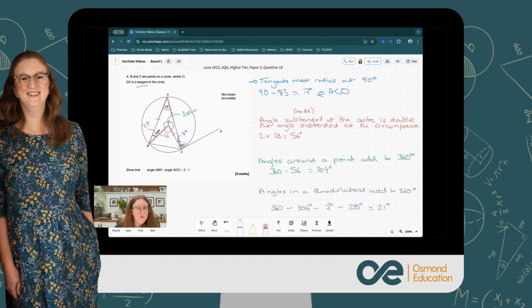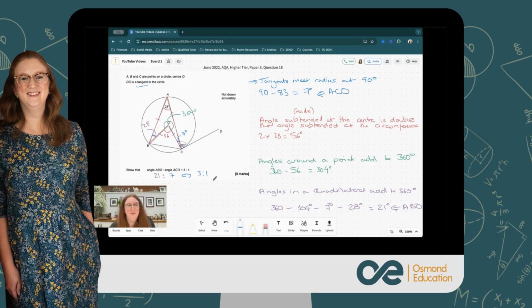So there we go. Now I've got the two angles that I want. I want angle ABO. I've just worked that out here. That's 21 degrees, angle ABO. So that's 21. And my angle ACO, in the blue, is 7. Now that doesn't quite look like 3 to 1, but this is a ratio question. We can cancel ratios down just like we can cancel fractions down. We do it by dividing both sides by the same amount. If I divide both sides by 7, I get 3 to 1, which is what the question is asking me to do.